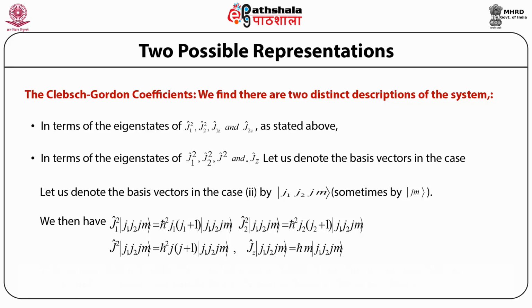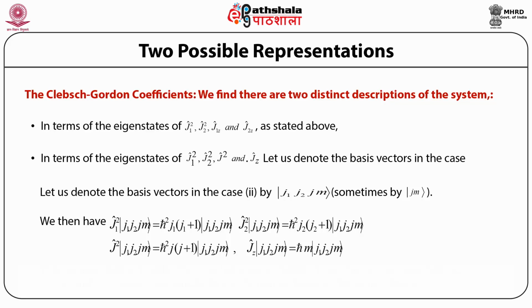Similarly, the operator J2 square acting on the basis vectors |j1, j2, j, m> yields the eigenvalue h-cross square times j2 times (j2 plus 1) times |j1, j2, j, m>, and the total angular momentum operator J square acting on |j1, j2, j, m> yields the eigenvalue h-cross square times j times (j plus 1) times |j1, j2, j, m>, and the z component of the total angular momentum operator Jz operating on |j1, j2, j, m> yields the eigenvalue h-cross m times the eigenvector |j1, j2, j, m>.